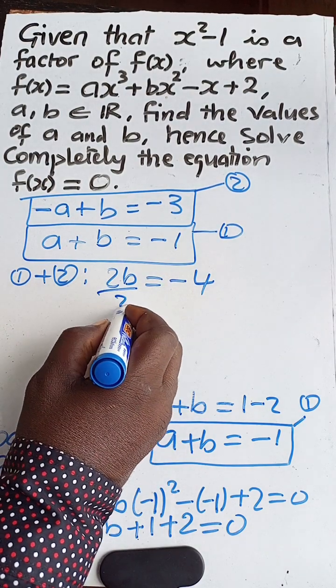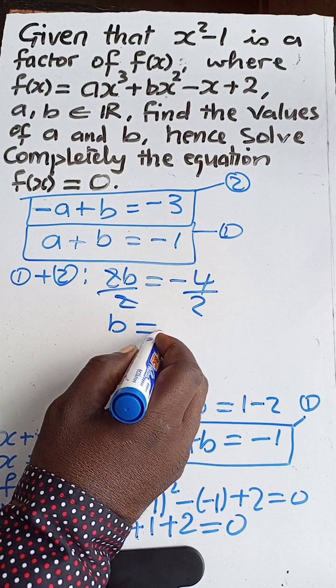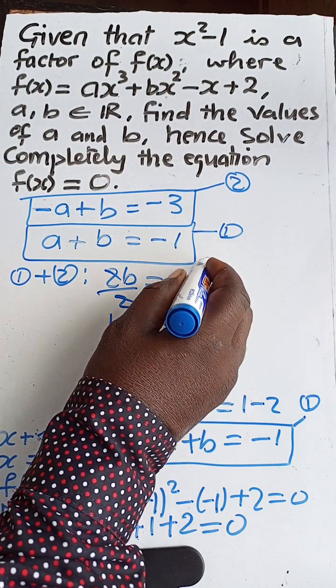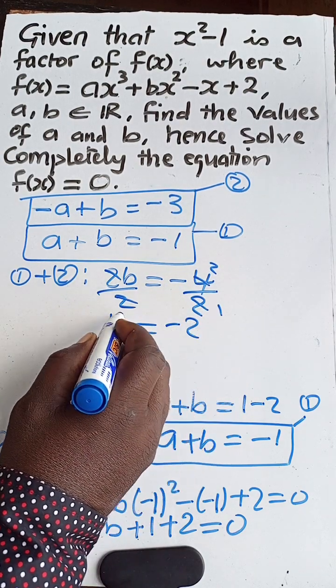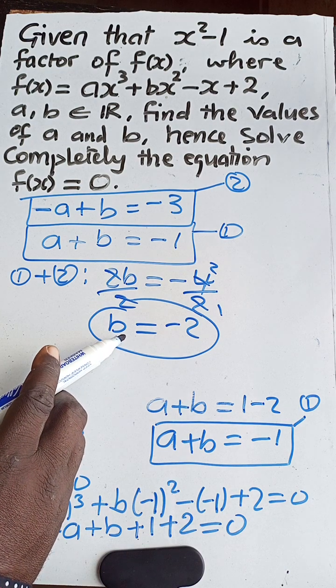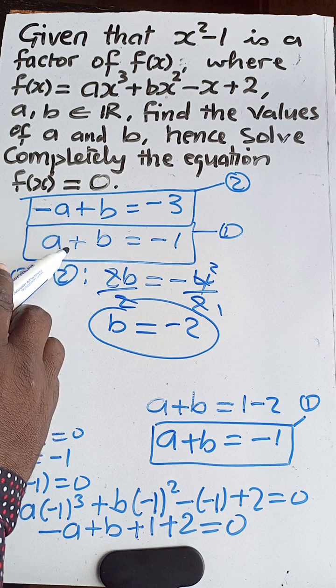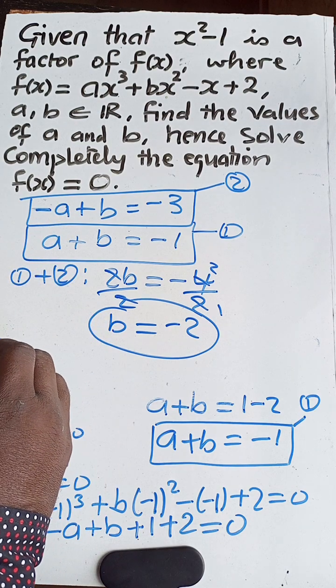So from here, if we divide both sides by 2, 2b over 2 is b, and negative 4 over 2 is negative 2. So b will be equal to negative 2. Our value for b is negative 2. To get the value of a, all we need to do is to substitute this value of b in any of the two equations.